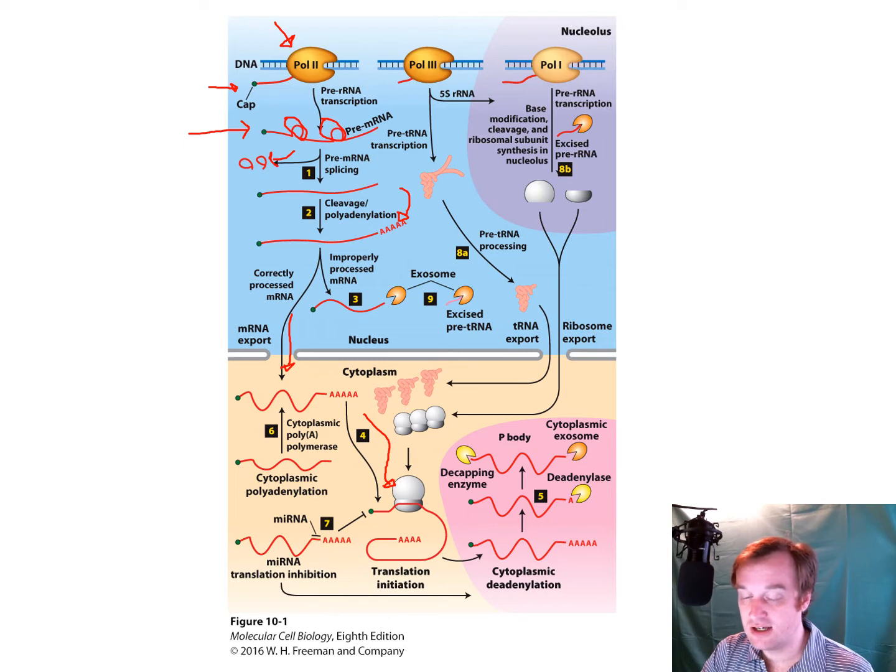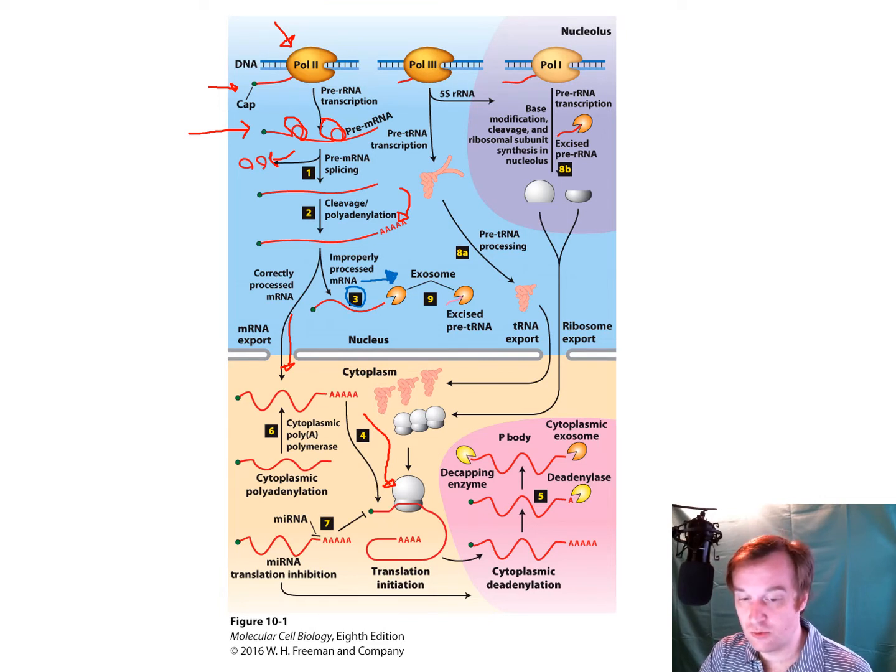Now, if the mRNA was not processed properly, back up here, let me change my color, back up here to number 3, then what happens is it gets degraded by these exosomes. So this could be if an intron wasn't spliced out all the way, or it was improperly spliced, or an exon is missing, or something of that nature, then it gets broken down.